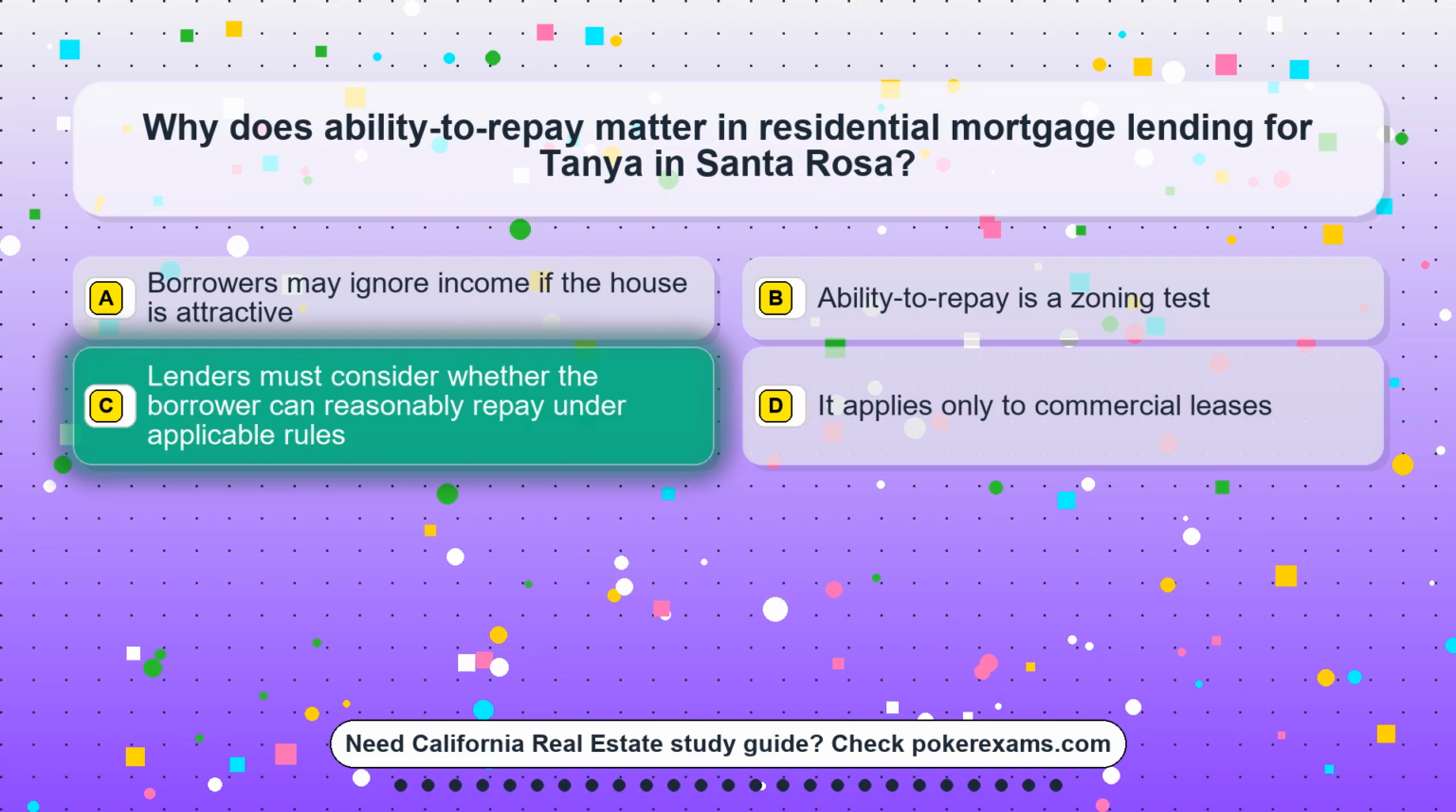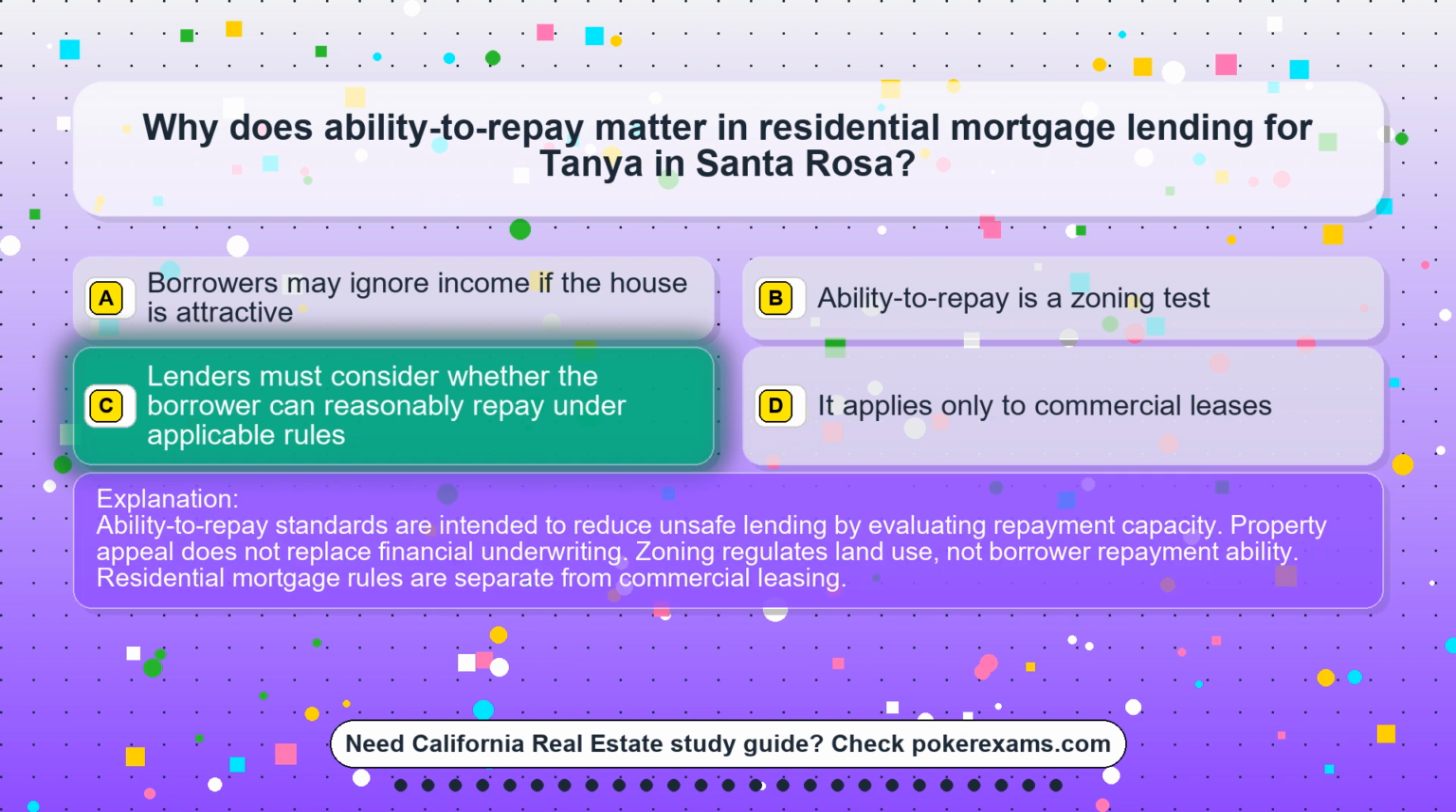The correct answer is option C. Lenders must consider whether the borrower can reasonably repay under applicable rules. Ability to repay standards are intended to reduce unsafe lending by evaluating repayment capacity. Property appeal does not replace financial underwriting. Zoning regulates land use, not borrower repayment ability. Residential mortgage rules are separate from commercial leasing.